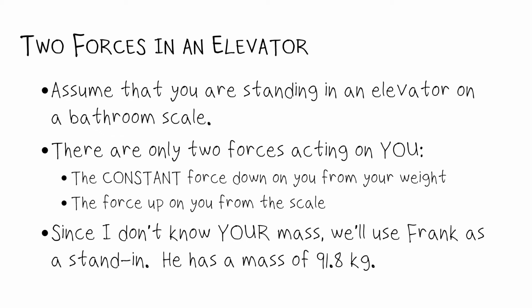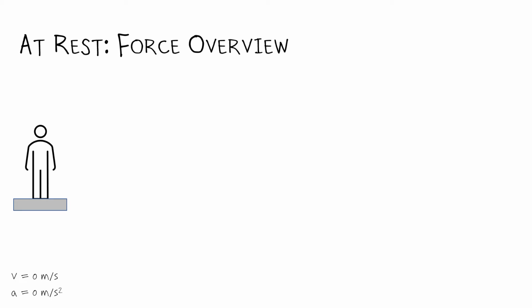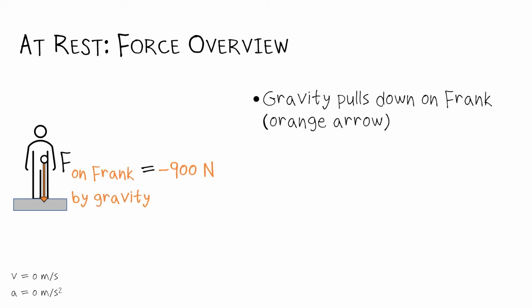And just as a default, we'll bring Frank in. Frank has a mass of 91.8 kilograms. Starting at the bottom, Frank has walked into an elevator. He's set down his bathroom scale. He's standing on his bathroom scale waiting for the elevator to start. And Frank's mass of 91.8 kilograms means that he has a weight of around 900 newtons. Weight is mass times gravity. Frank's weight is based on his mass. His mass is never going to change. His weight is never going to change.